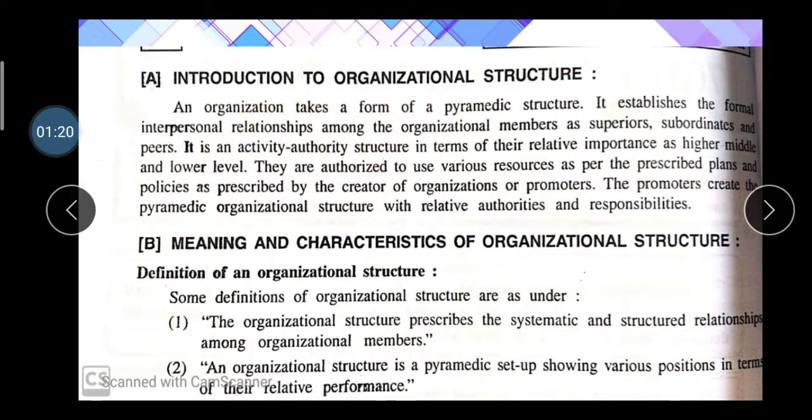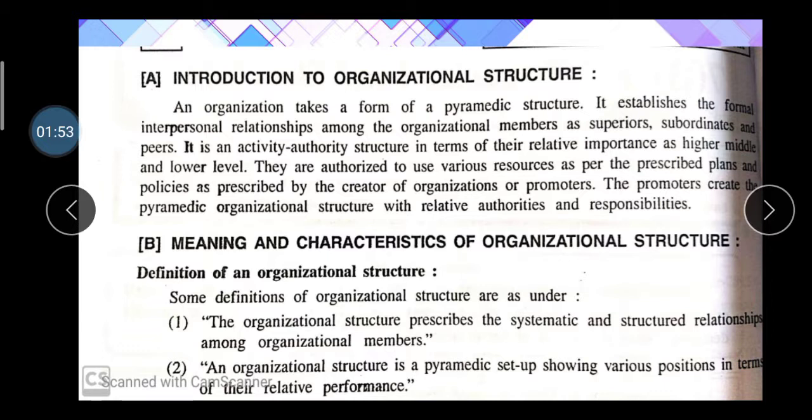So they are authorized to use these various resources as per the prescribed plans and policies as prescribed by the creators of the organization or the promoters. So the promoters create a pyramid organizational structure with relative authority and responsibility. According to the authority and responsibility, this type of organizational structure is created. So first of all, the meaning and the characteristics of the organizational structure, and the definition of this organizational structure.